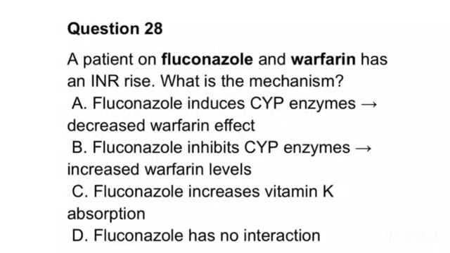Question 28. A patient on fluconazole and warfarin has an INR rise. What is the mechanism? A. Fluconazole induces CYP enzymes, decreased warfarin effect. B. Fluconazole inhibits CYP enzymes, increased warfarin levels. C. Fluconazole increases vitamin K absorption. D. Fluconazole has no interaction.